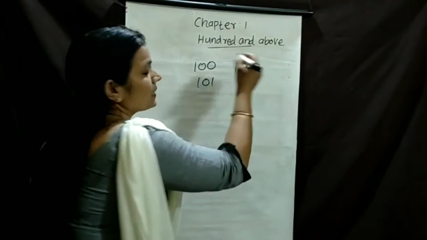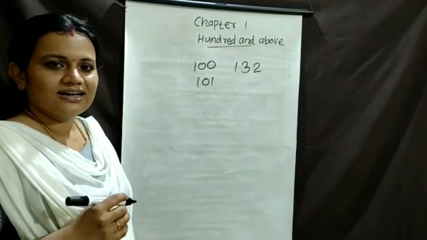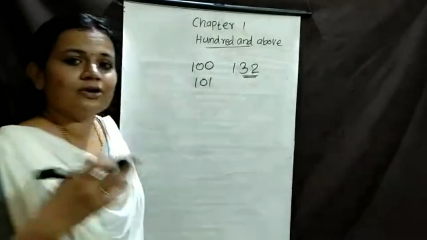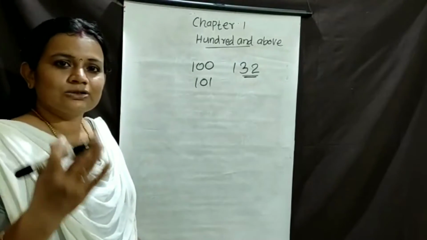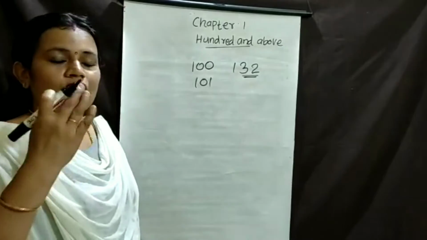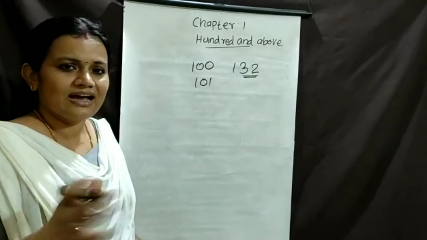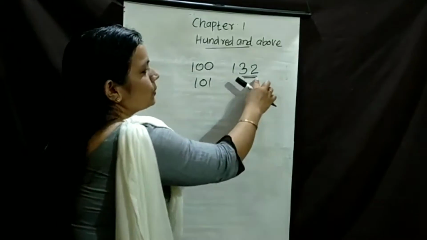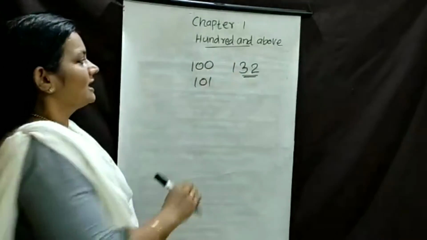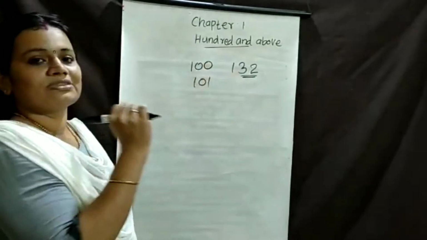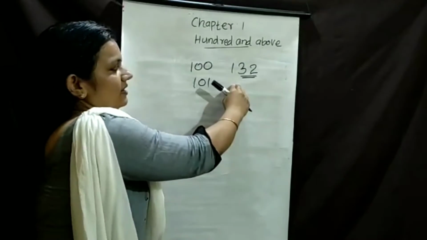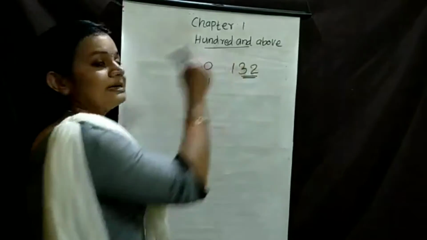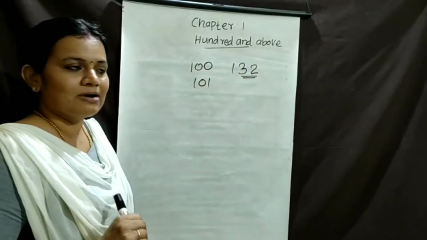Can you read this number? Already you can read 2-digit numbers, right? All of you know that. Then what is this? This is a 3-digit number. How do you read this number?